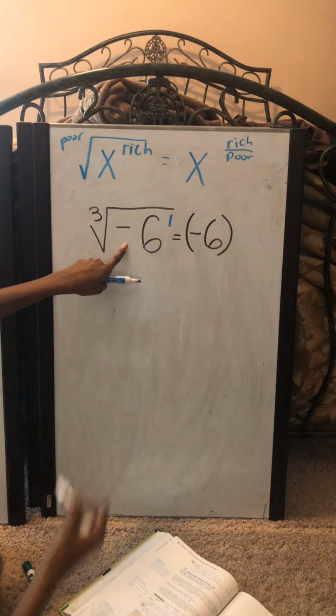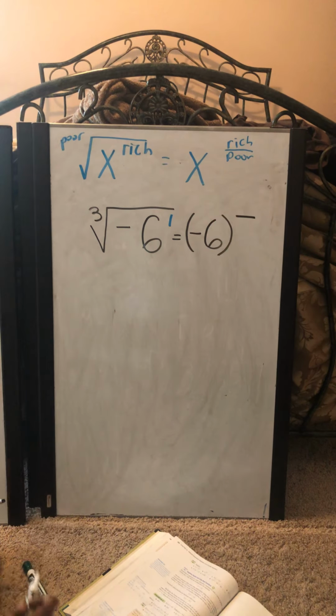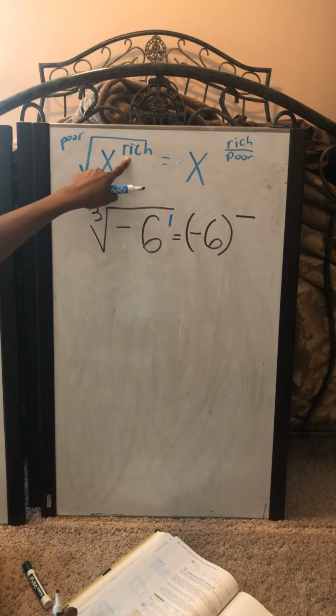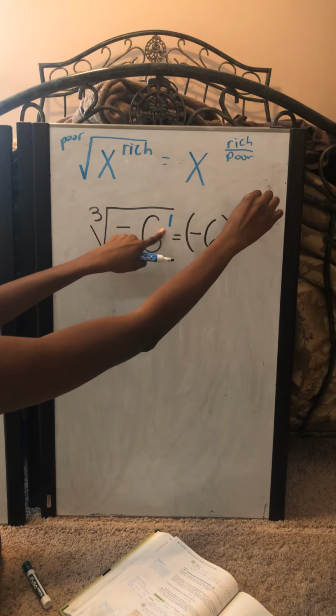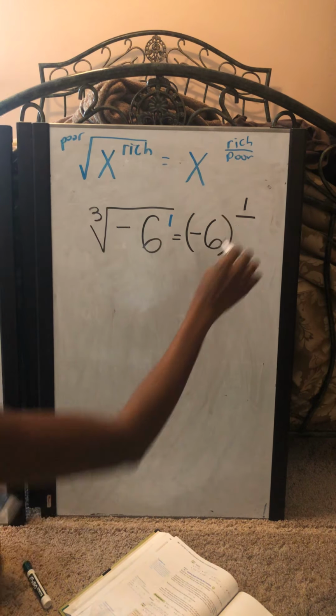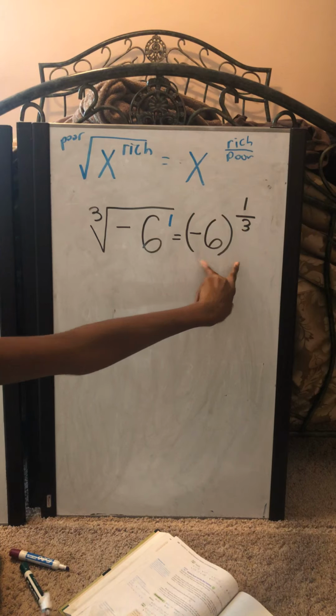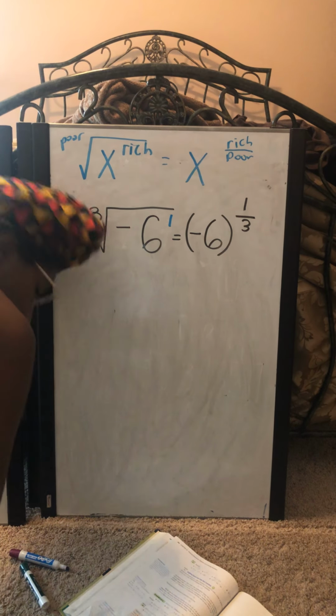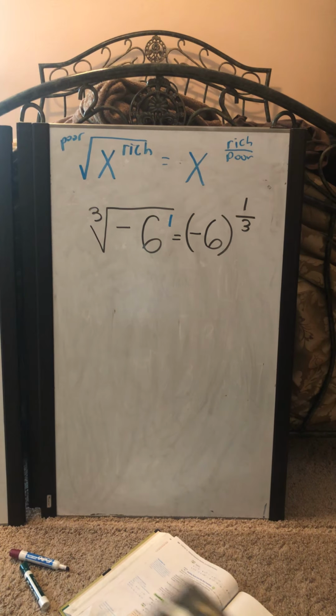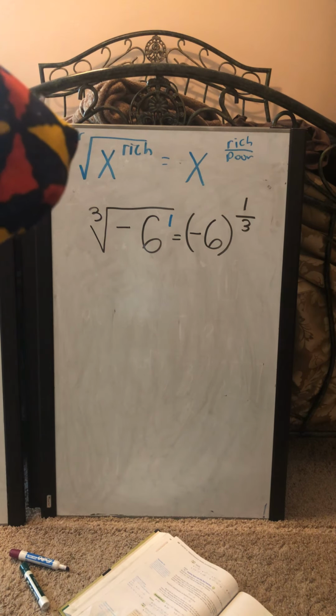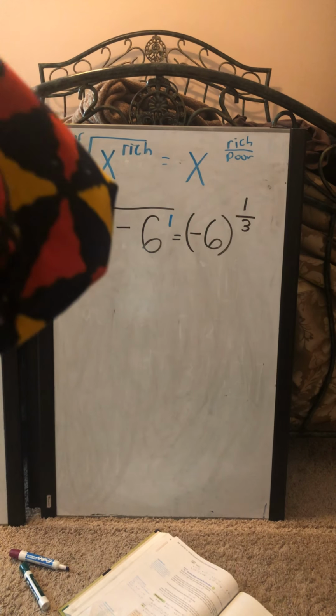And then we're raising this to the rich over poor. The rich are on the inside, which is the 1, and the poor is on the outside, which is the 3rd, okay? So now, you should be able to plug this into your calculator and get the answer. No matter what type of calculator that you have, make sure that you guys are practicing. If you do not get the correct answer when you plug it in, it's probably because you didn't use your parentheses correctly. So make sure that you practice.